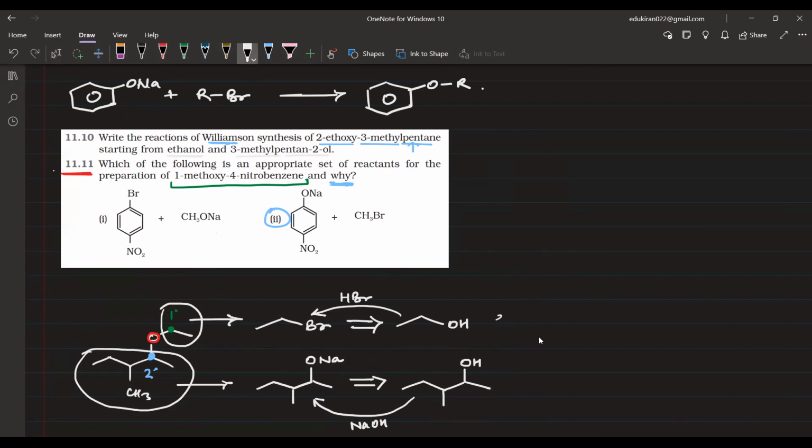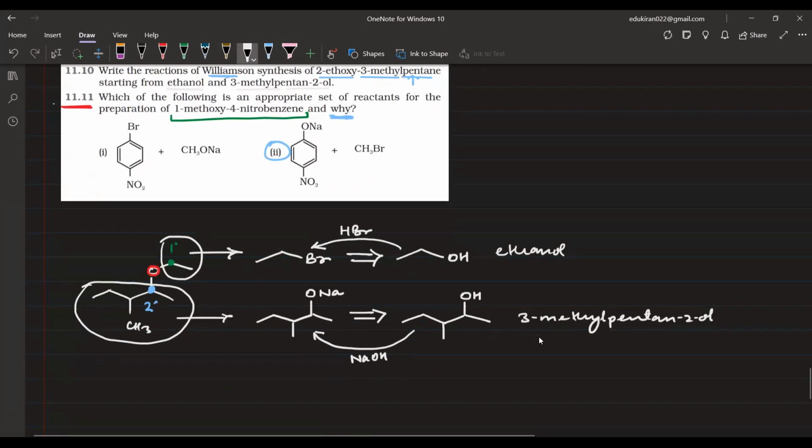So what are we using? We are using ethanol, and we are using 3-methyl pentane 2-ol. Okay. समझ में आ रहा कि नहीं आ रहा? आप ये बताइए पहले. This whole idea of how we are going to make this molecule using ethanol and 3-methyl pentanol.